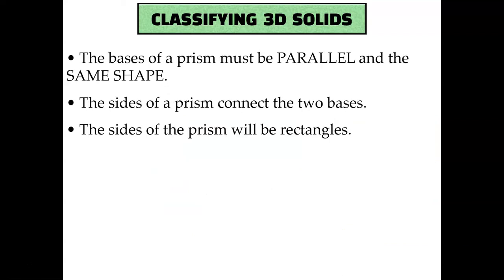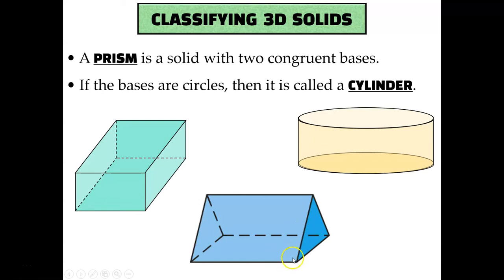In order to identify which of the faces on a prism are the bases, you have to look for the shapes that are parallel and the same shape. You can also look for the sides of the prism because the sides will always be rectangles. No matter what shape your base is, the sides that connect the 2 bases will always be rectangles. So looking back at these examples, this is a triangular prism because these 2 triangles are the same shape and they're parallel to each other. And the faces that connect these 2 bases are all rectangles.